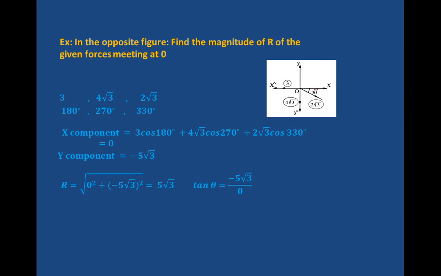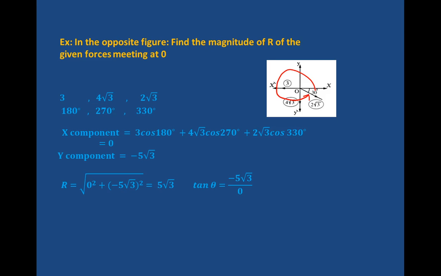Take care, you find the measure of the angle between the force and the positive x direction. Then the x component equals 3 multiplied by cosine 180 plus 4 root 3 multiplied by cosine 270, also 2 root 3 multiplied by cosine 330. Therefore the x component equals 0, and the y component equals negative 5 root 3.